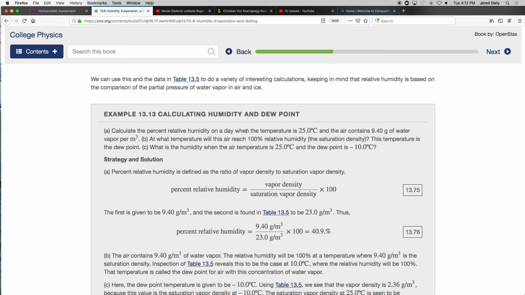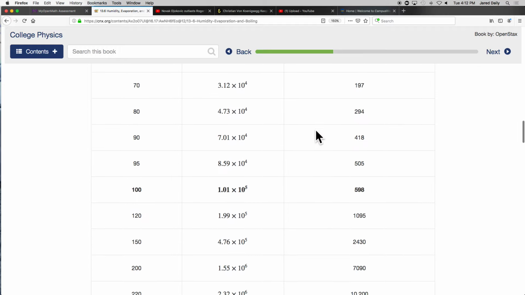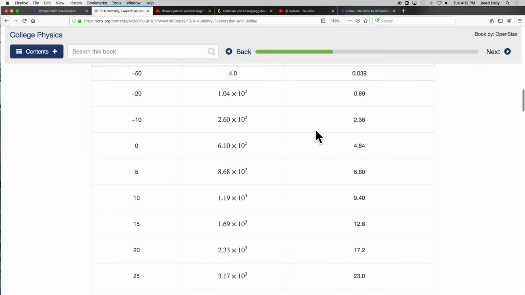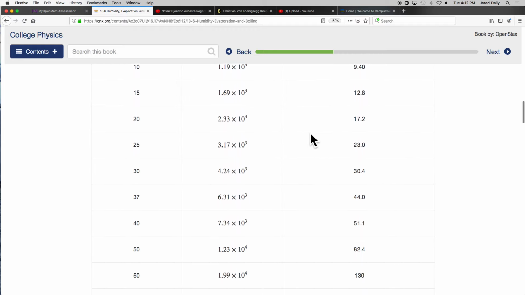Calculate the percent relative humidity on a day when the temperature is 25 degrees Celsius and the air contains 9.4 grams of water per meter cubed. So they're going to have you look at the table up there. So if you have 9.4 grams of water on a 25 degree day, if we go up here to a 25 degrees Celsius day, this is degrees Celsius.